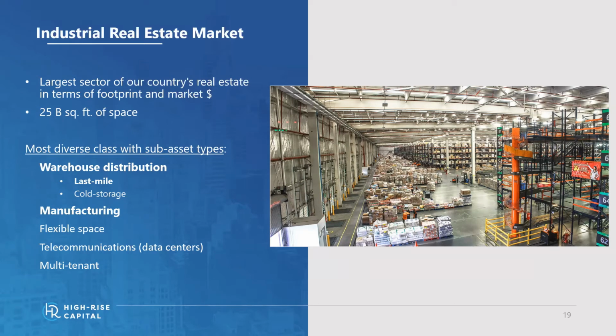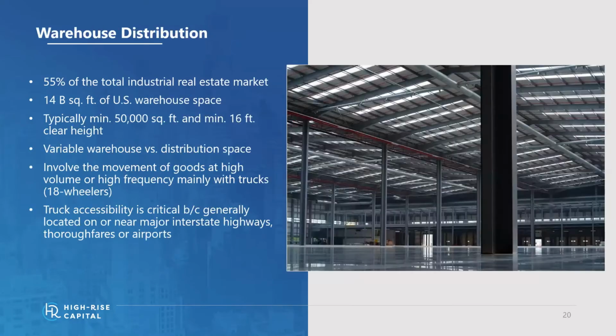So you have warehouse distribution, and underneath that, there are some subcategories as well, like last mile and cold storage. There's manufacturing, there's flex space, there's data centers, and there's also multi-tenant facilities. And there are also some other niche assets within the industrial space. Because of time constraints, we're only going to be covering the warehouse distribution, last mile, and manufacturing asset classes here. But when we do the multi-part series, we'll get into each one of these in more detail.